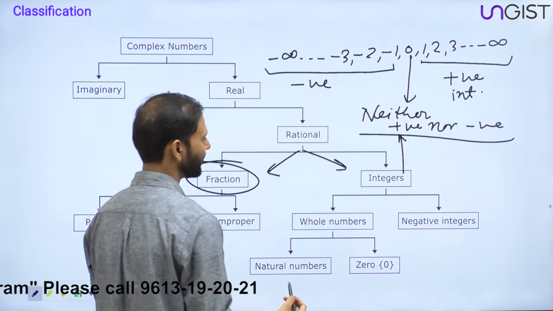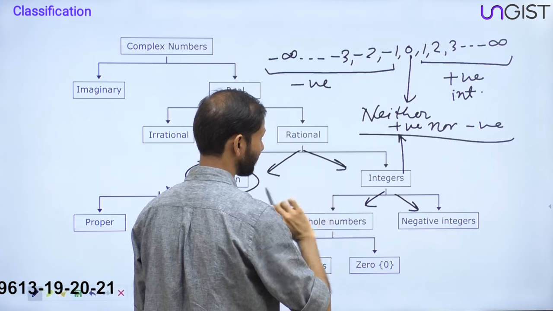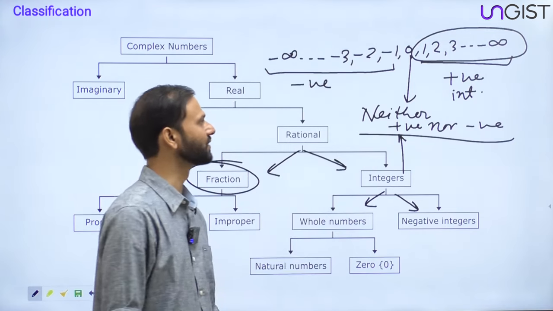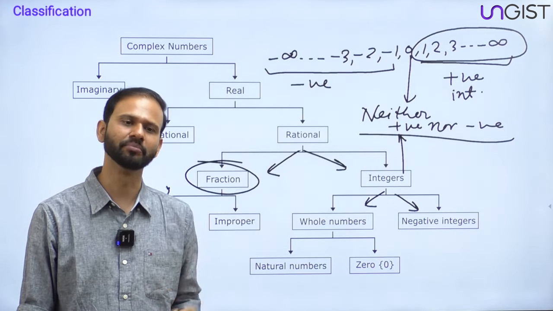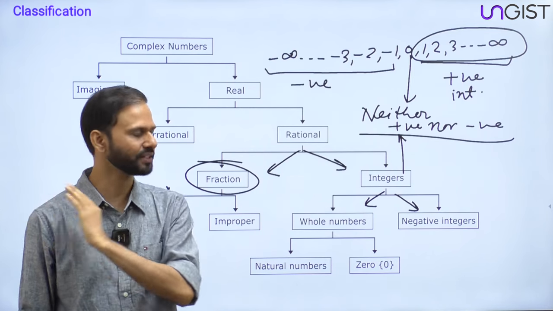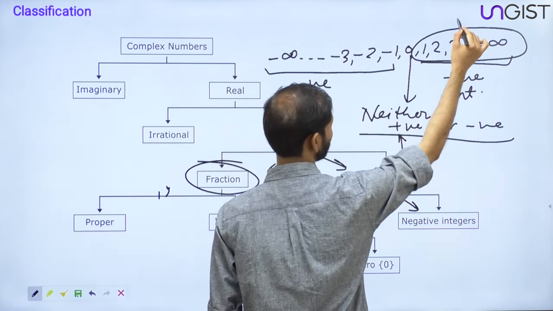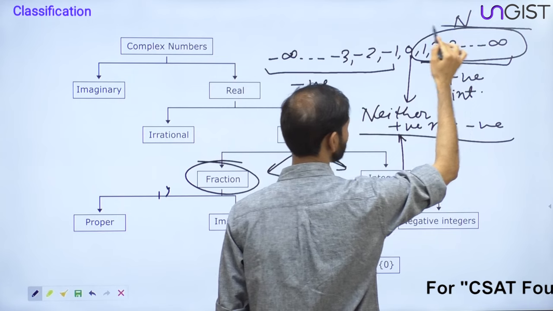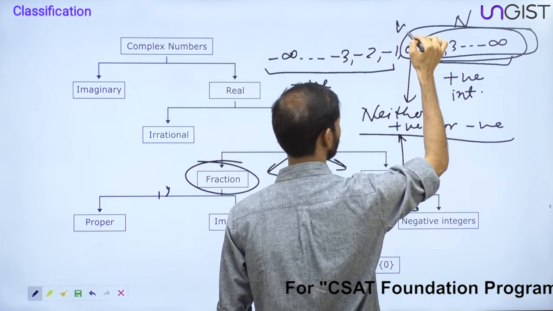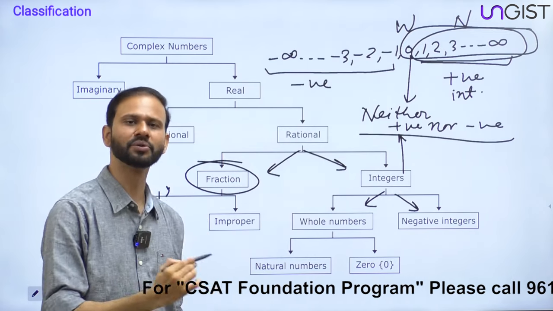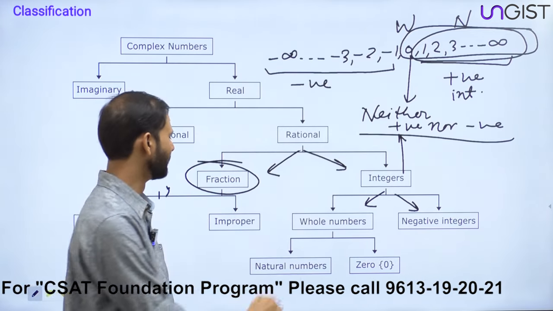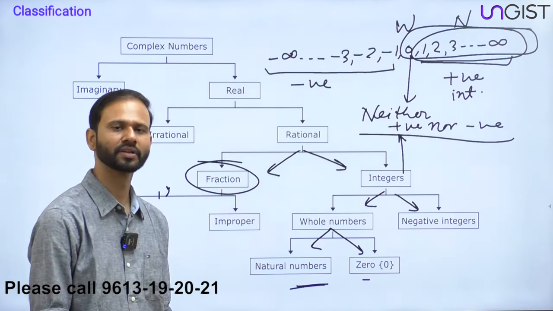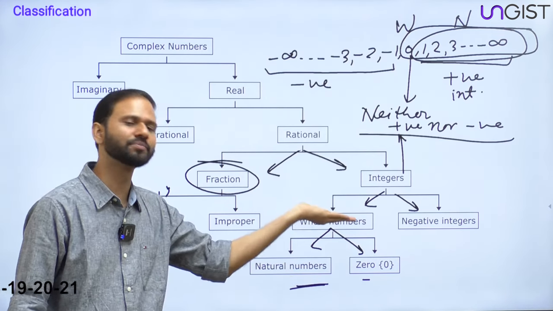And now integers are further divided into two parts, right guys? This plus side of the integers, positive integers, is known as natural numbers. 1, 2, 3, 4, 5 up to infinite is known as natural numbers. And natural number with zero becomes whole number. Whole number is zero and natural numbers.